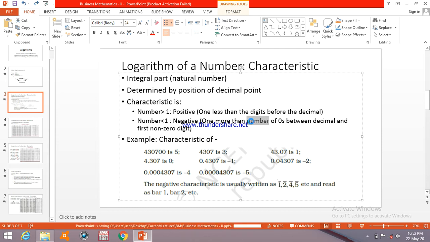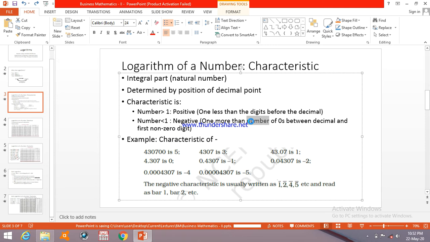Okay, so now that we have discussed the case of those numbers which are greater than 1, let us move to those numbers which are less than 1. The first example which you can see here is 0.4307. This is a number which is less than 1, you understand? So the characteristic has got to be negative, which means the characteristic will have a minus sign.